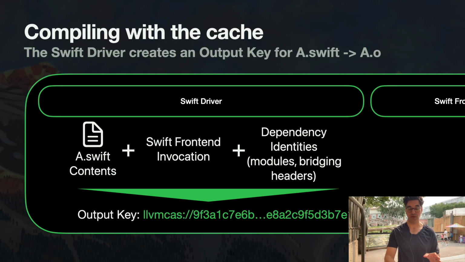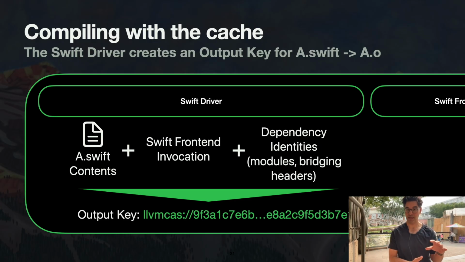Now, let's go back to our earlier example with the graph and the jobs that we looked at. Remember, 3 jobs. Let's have a look at that first job, compiling a.swift to a.o and other things. So the Swift driver packages up a plan to give to the Swift front end.